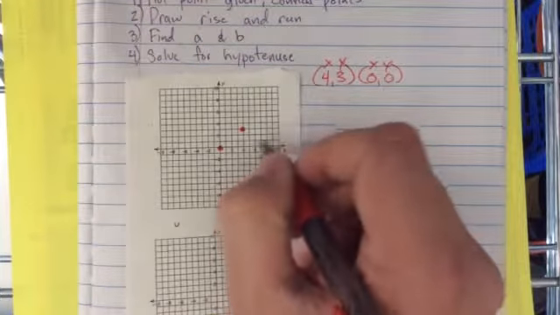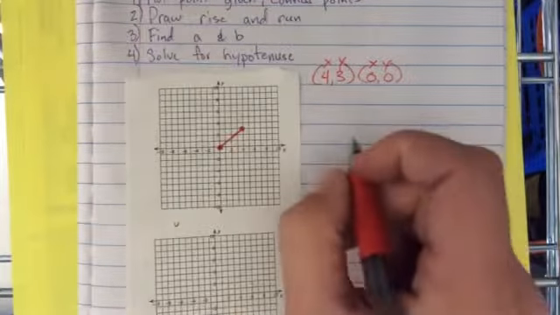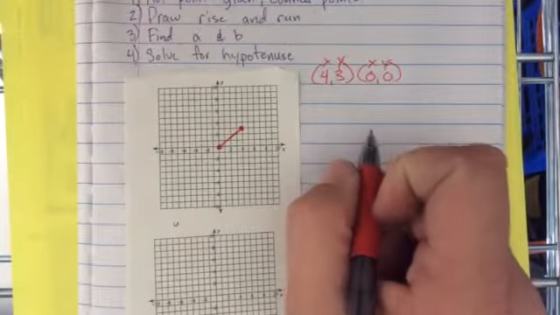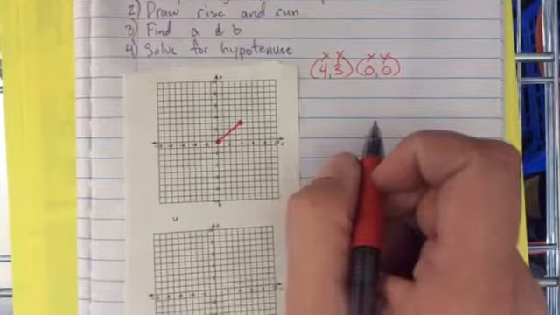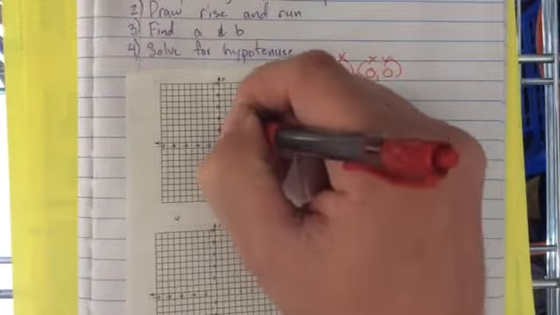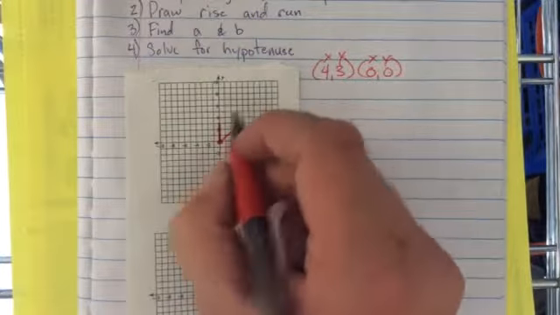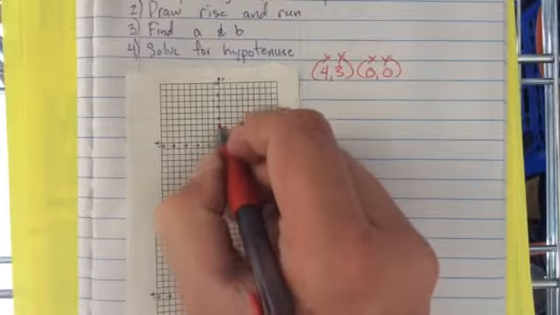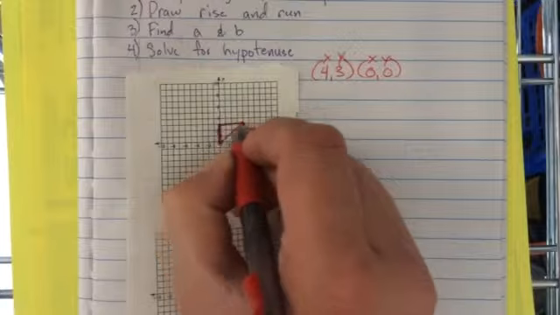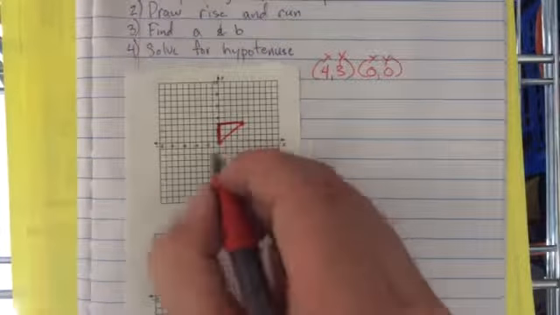So we've plotted our points. And now we connect them. That's a line. Then we have our rise. So we draw a line until we are parallel with this point, where our Y values will be the same. So we draw our rise. And then our run. And there's a triangle. That's all you have to do.